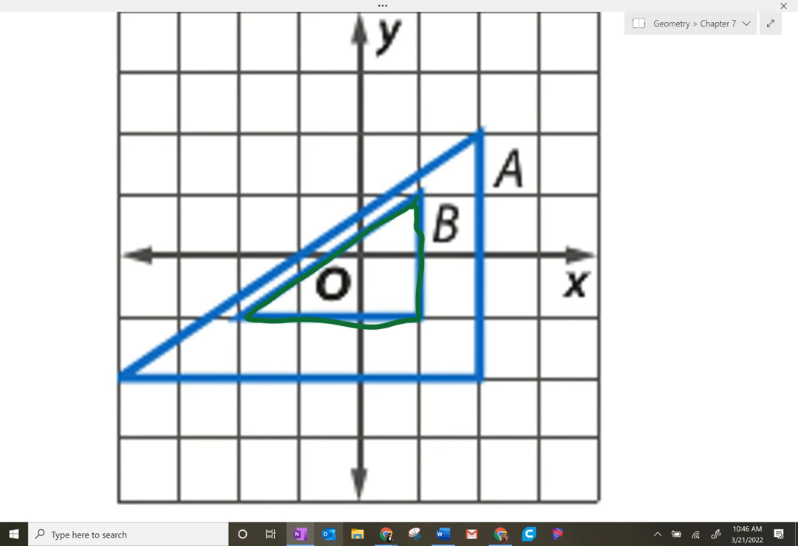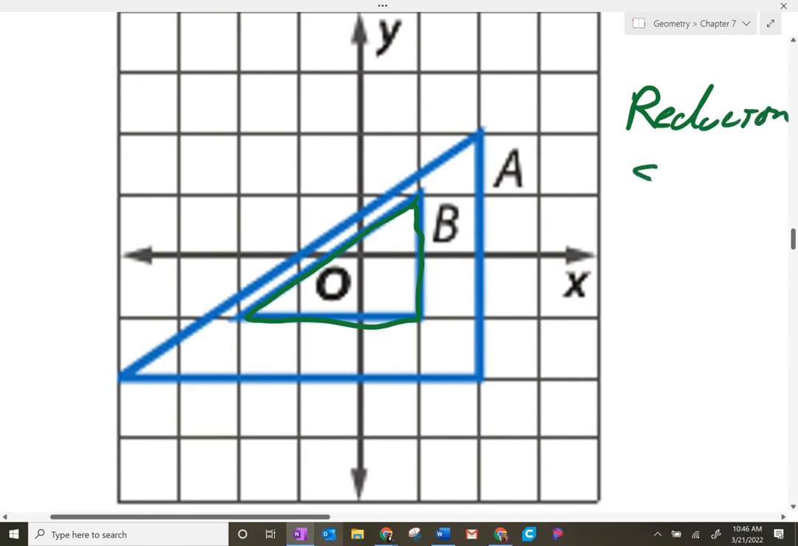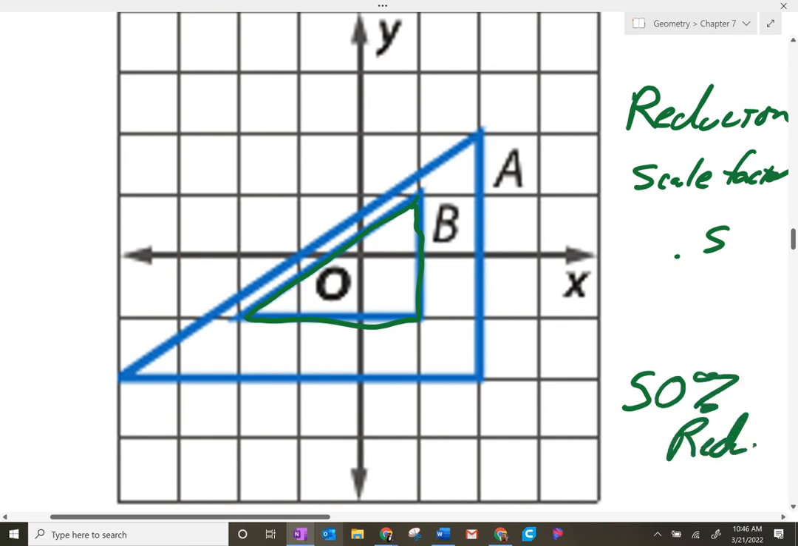All right. So for this one, from A to B, is it an enlargement or reduction? Reduction. And what's the scale factor? Perfect. Scale factor is 0.5. If I was going to do a percentage, it would be a 50% reduction. Okay, my scale factor is going to be 0.5.